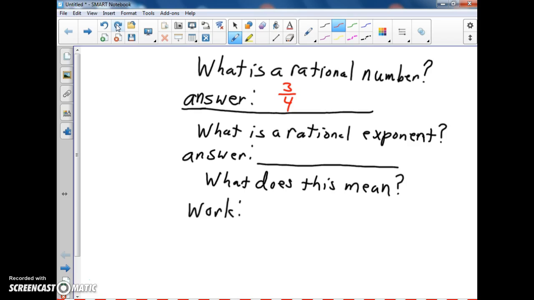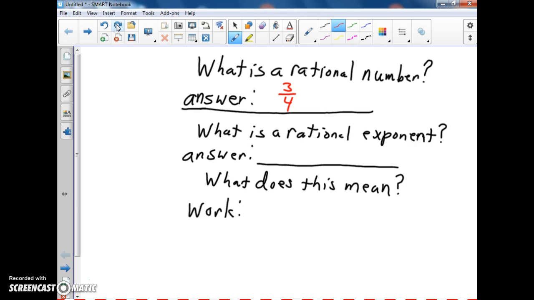Now, this is not our notes right now. This is already side stuff we're doing on the side to get you ready for this. Okay, so then, what is a rational exponent? Everyone, you can answer that. Yeah, it's an exponent that's a fraction, exactly.